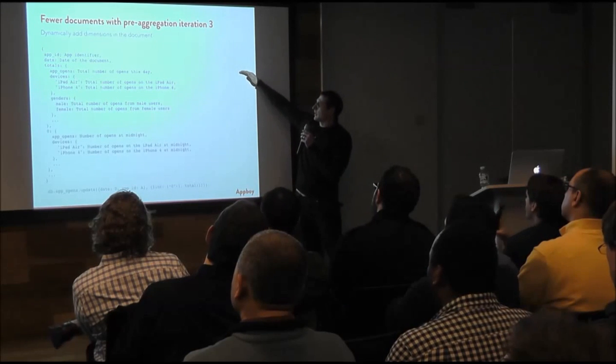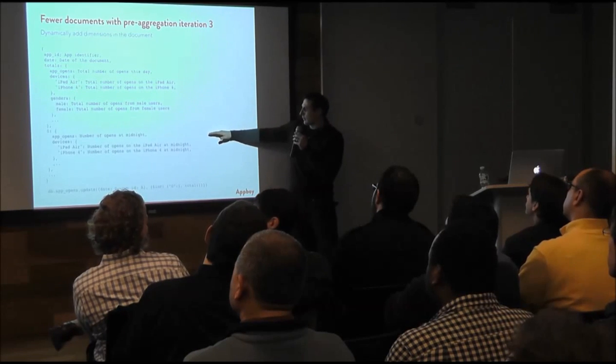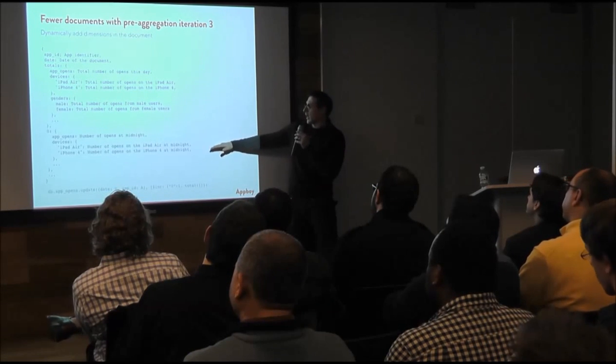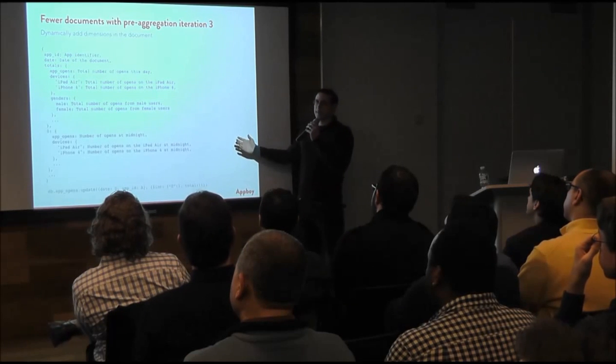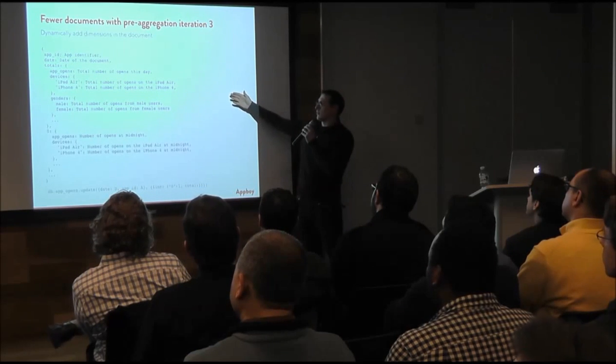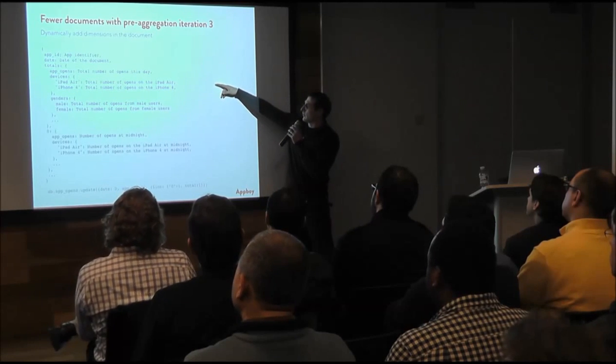You've got the app ID and the date, and then you've got a totals count, and then you would have 24 other fields for hours, 0, 1, 2, 3, etc. But each of these now is an embedded document that we can break down by whatever dimension we want. So you can see here that I've broken this down by devices.